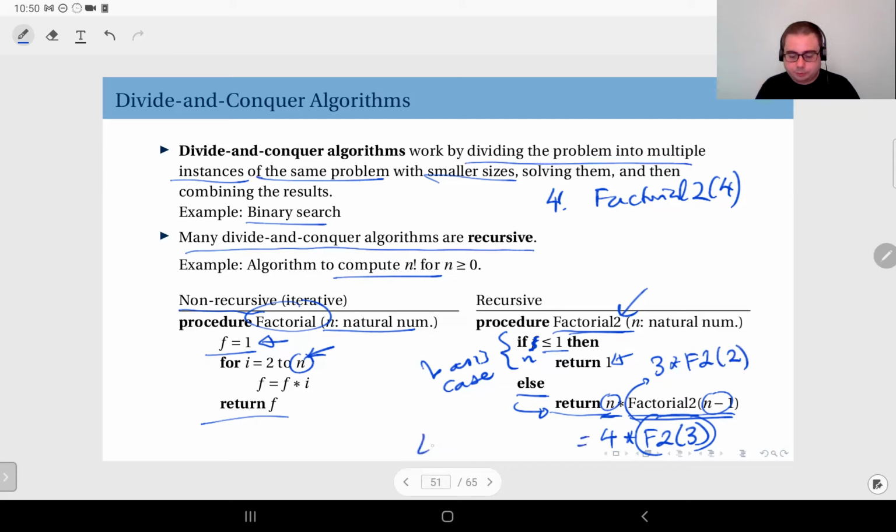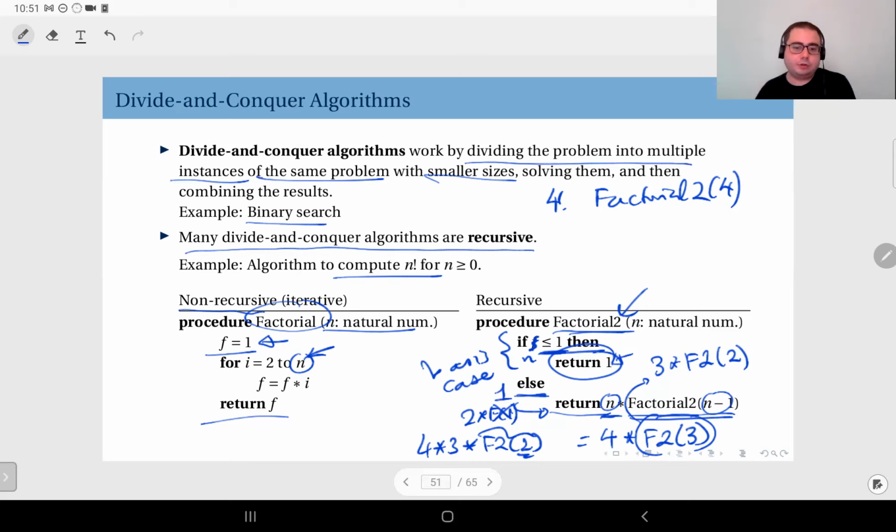So this becomes 4 times 3 times f2 of 2. And then when you apply the input 2, again, it will not go into this if clause, and you'll come to here. Therefore, you will have to return 2 times factorial of 1. And then factorial of 1 will be executed. But since now my input satisfies this inequality, then I'm going to return a 1, and 1 will be replaced here, and then you can multiply these to obtain the final result.